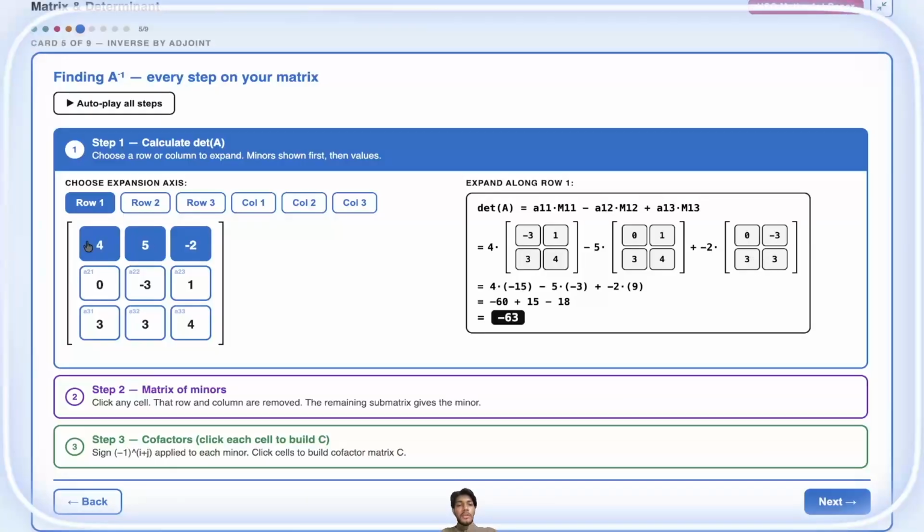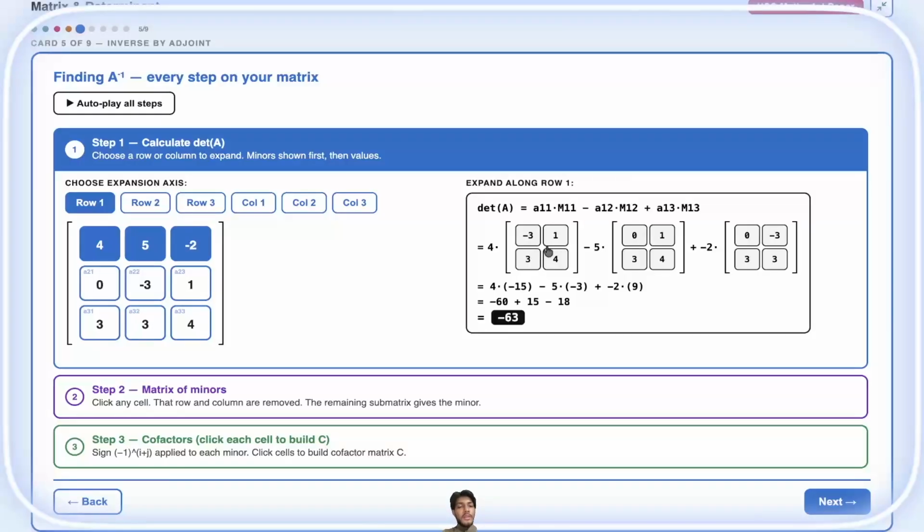So what is a minor here? When we say the minor of an element, for example the element 4, we exclude its whole row and whole column, and the rest of the elements form a matrix. This matrix and this matrix are actually the same.